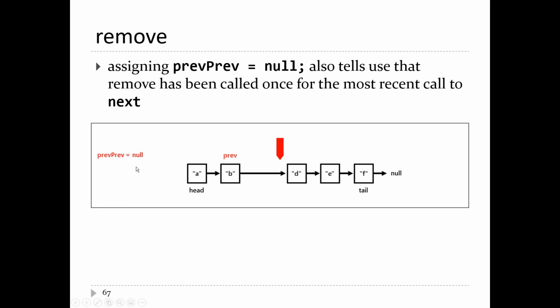Now we know by looking at previous previous that we've called remove once for a single call to next, and we cannot call remove again without calling next again. So previous previous equal to null is our indicator that remove has already been called for the most recent call to next.